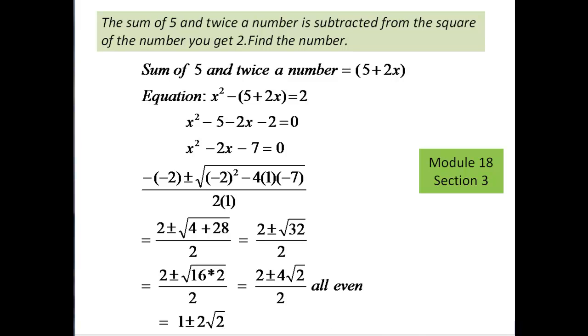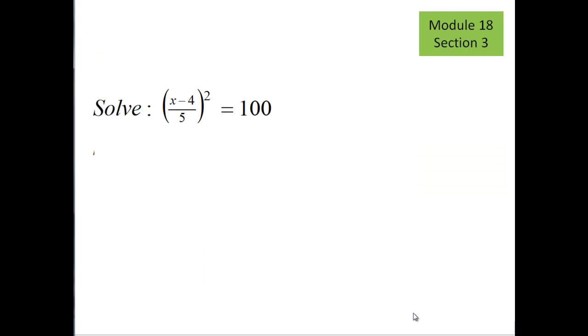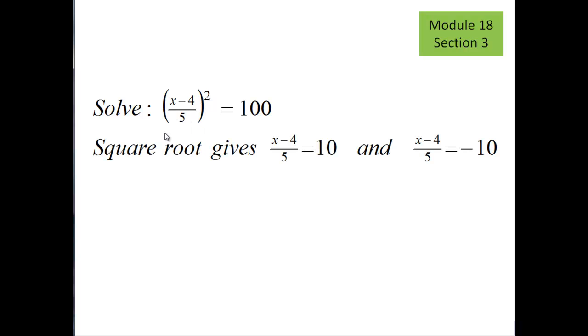Okay, the last one we're working with is to solve x minus 4 divided by 5, squared, equals 100. You will see one of these on the post-test probably, so make sure you just review this. First of all, you remove the square by taking a square root. If you square root this, you get x minus 4 divided by 5. The square root of 100, there are two of them, positive 10 and negative 10.